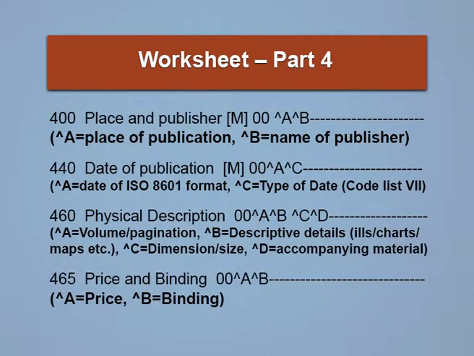Next comes part 4, that is the publication and distribution area. 400 is the place and publisher. Subfield A stands for place of publication, subfield B stands for name of publisher, 440 stands for date of publication. Here also again you have to give the date in ISO 8601 format, as I told you, that it should be YYYYMMDD format.